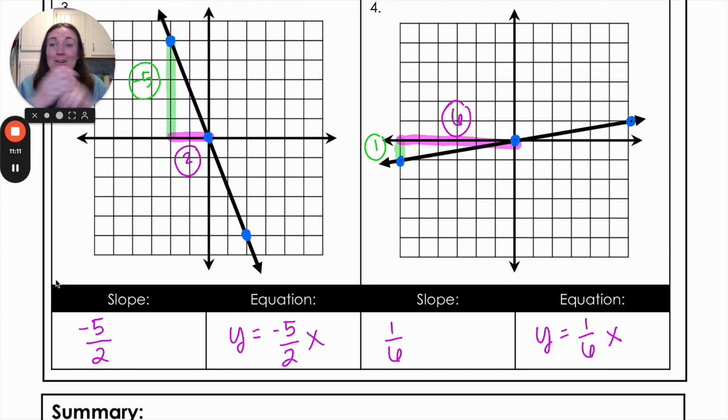All right, so we know how to find a positive, a negative, or a 0 slope, and we know how to find our slope from a graph, and then take that slope and write an equation to represent our function. That was a lot of work today.